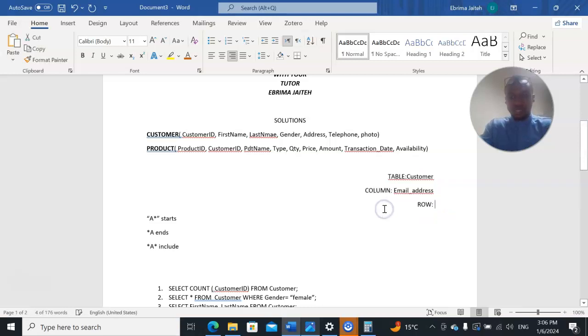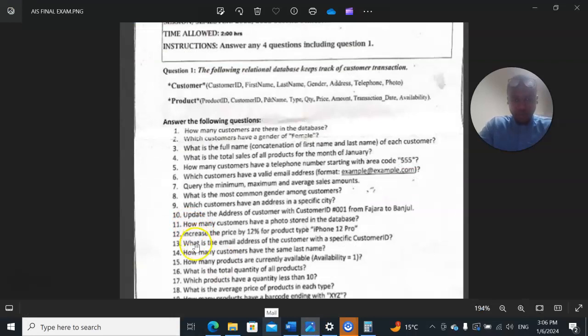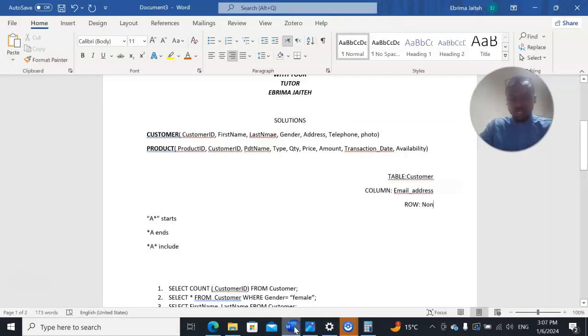Did they give us any email address here? None, because the question in fact is asking us to find the email address of the customer with a specific customer ID, just like the previous example that we did. So here we're going to have another column called customer ID. So here also this specific customer ID, just like how we solved it before.